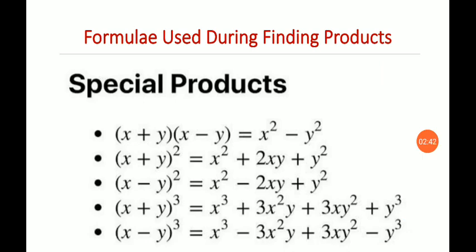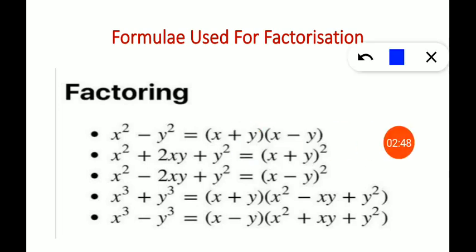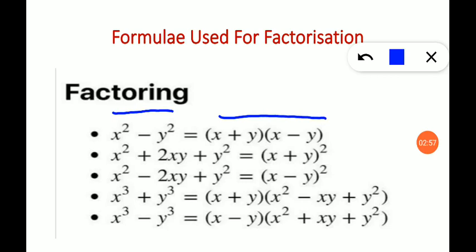Understood? Now the next set of formulas is the formulas which we use for factorization. The formula which we use for factorization is x square minus y square, which is equal to (x plus y) into (x minus y). The same formula we have used for product also.